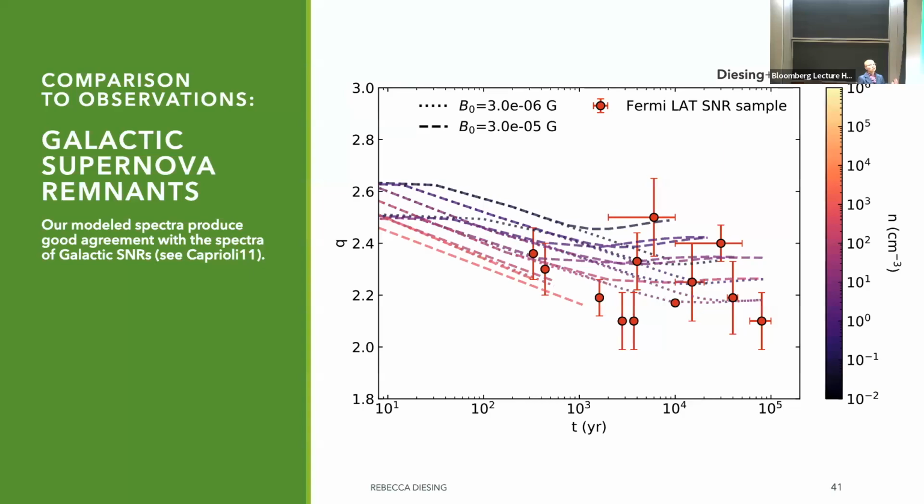Yeah, I would say the uncertainties are very large. That's what I would say. And not all of them have a reliable density, so like ambient density associated with them.